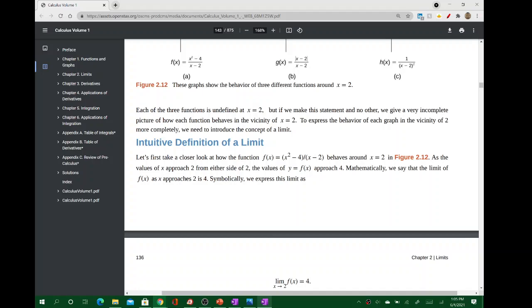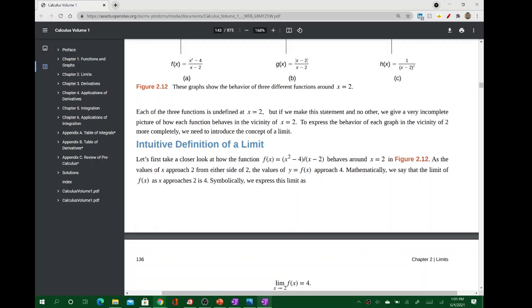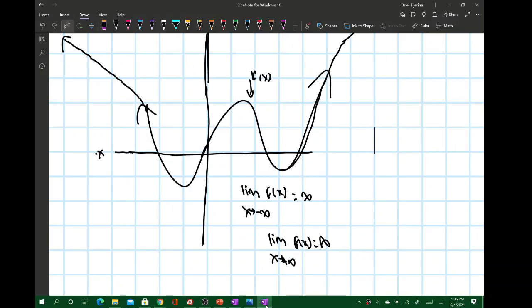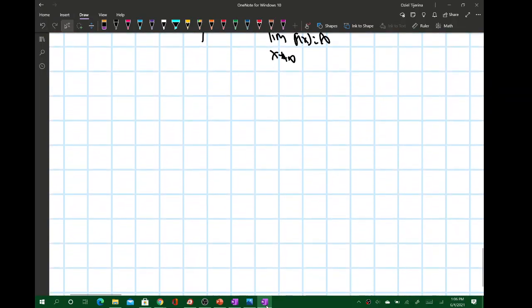It says to express the behavior of each graph in the vicinity of 2 more completely, we need to introduce the concept of a limit. So it says, let's first take a closer look at how the function f of x equals (x squared minus 4) over (x minus 2) behaves around x equals 2. It says in figure 2.12, as the values of x approach 2 from either side of 2, the values of y equals f of x approach 4.